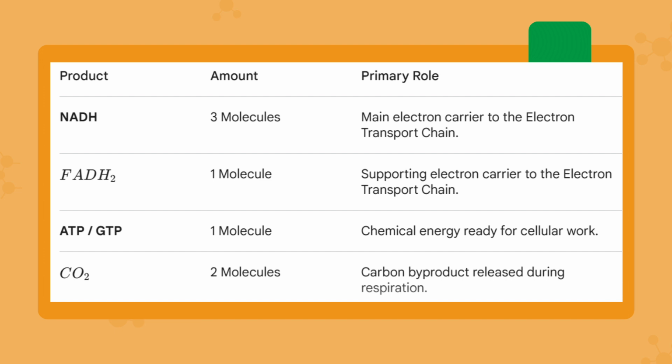Alright, this is the table of the products and their primary roles. The first one, NADH, the amount is three molecules, and the primary role is the main electron carrier to the electron transport chain. And then FADH2 contains one molecule, and the primary role is a supporting electron carrier to the electron transport chain. ATP or GTP contains one molecule, and the primary role is chemical energy ready for cellular work. And then last, CO2 contains two molecules, and the primary role is a carbon byproduct during respiration.